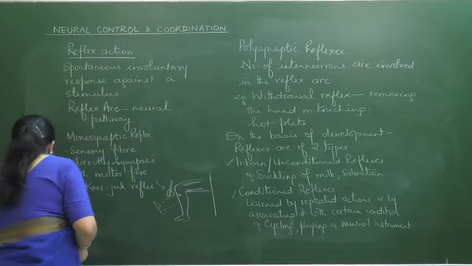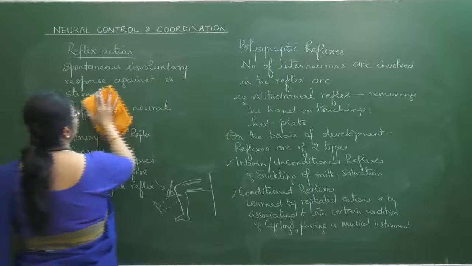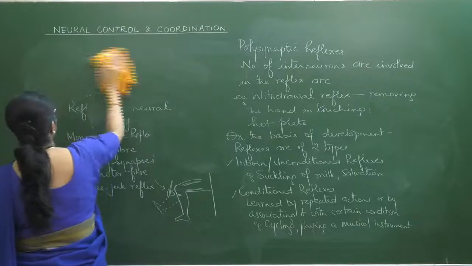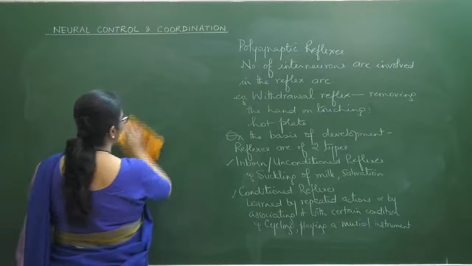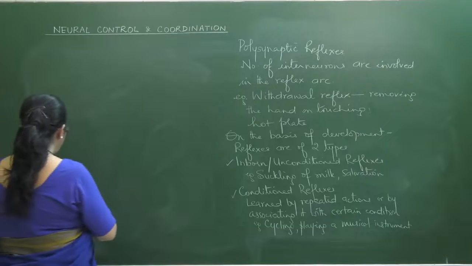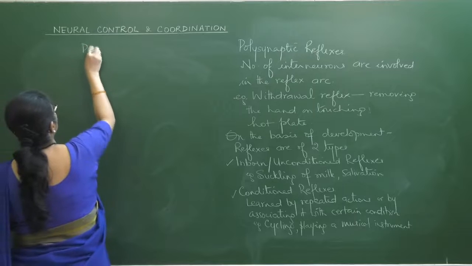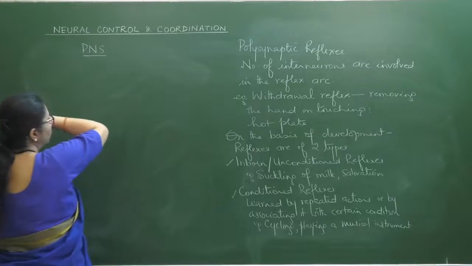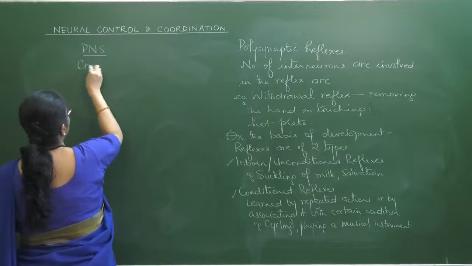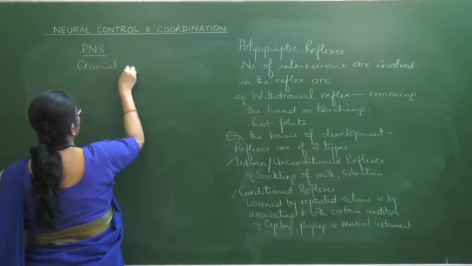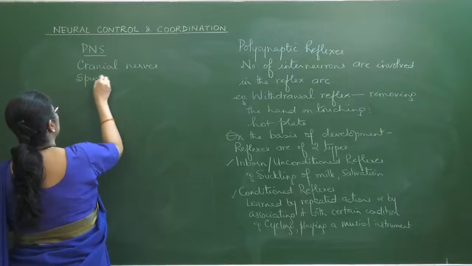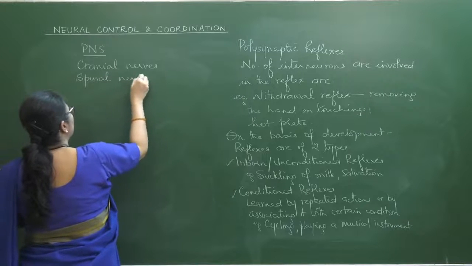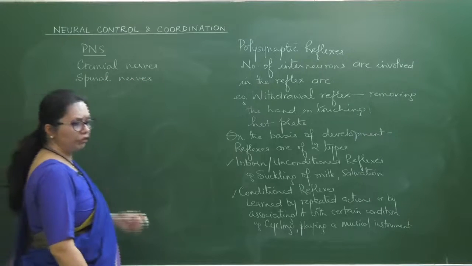Now after this we can move on to a little about PNS, because PNS as such in detail is not there in our NCERT, but we will be doing ANS anyway. Autonomic nervous system we have to do. Okay, so PNS, that is peripheral nervous system, as we mentioned, comprises two parts, that is cranial nerves and spinal nerves. Now cranial nerves, all 12 pairs.